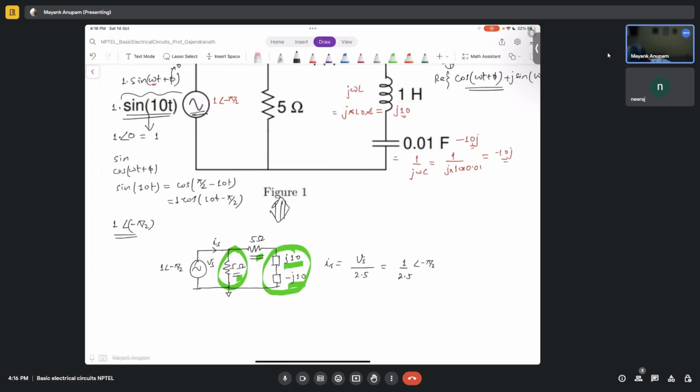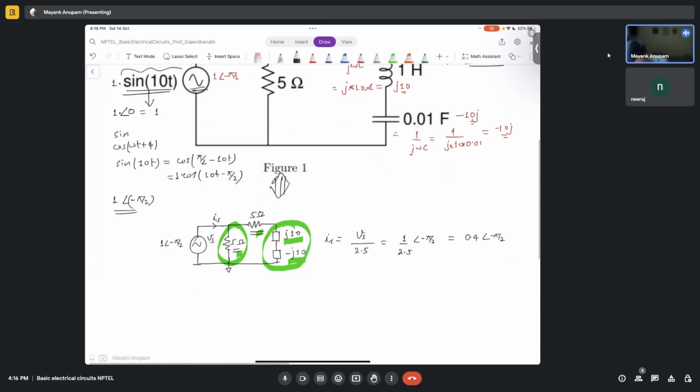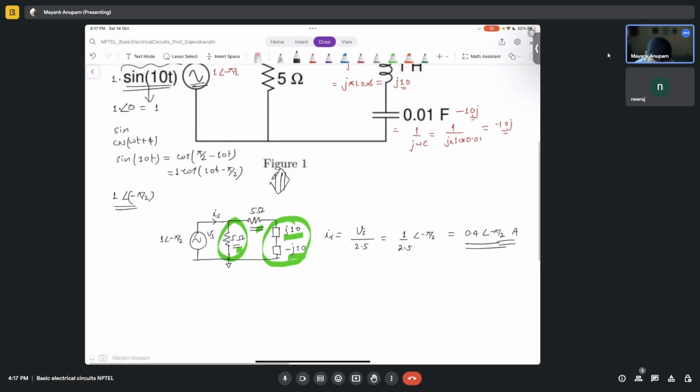Isn't it? So this is actually how much? 0.4, no? Yes, sir. Angle minus 0.4 minus pi by 2. So this is basically amperes, right? If we try to change this back into the time domain form, what will we do?